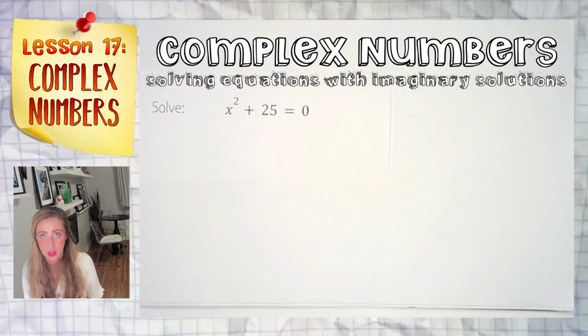I do like factoring though, because when we solve by taking square roots, many people will forget the plus minus in front and then only get one solution where they should be getting two. So let's get into it.